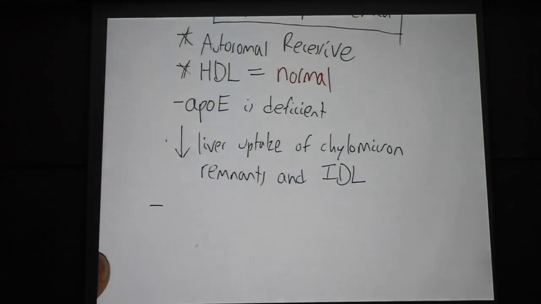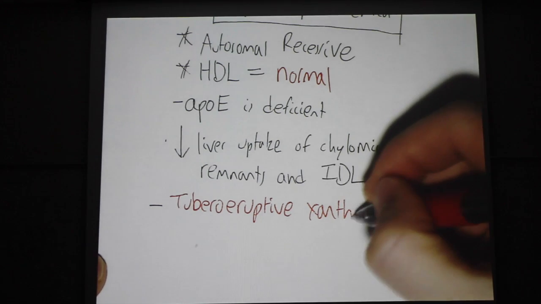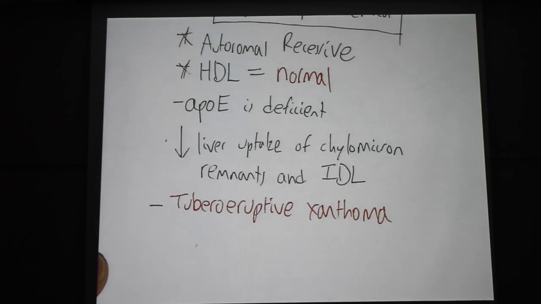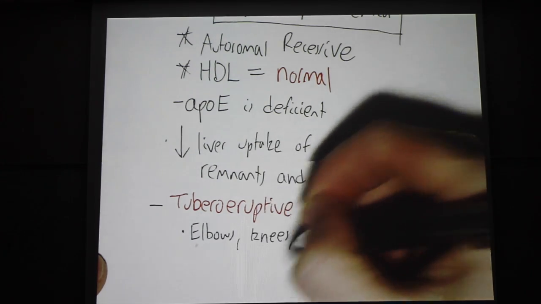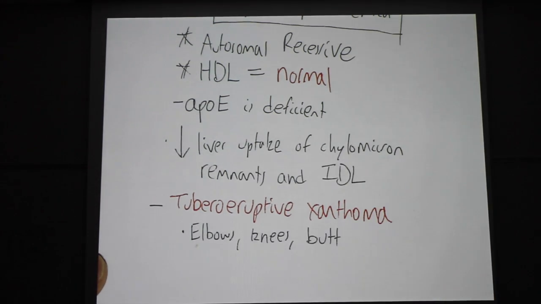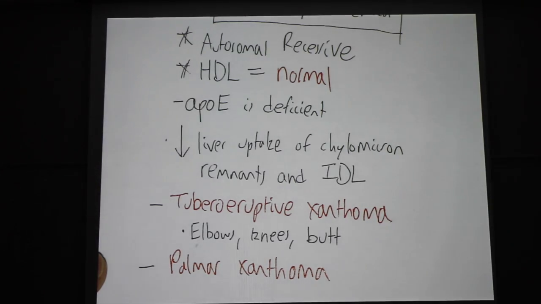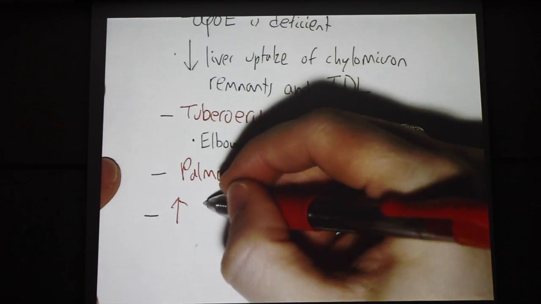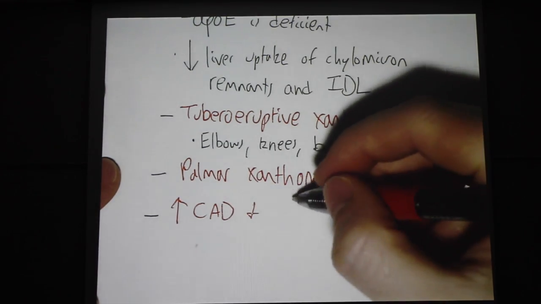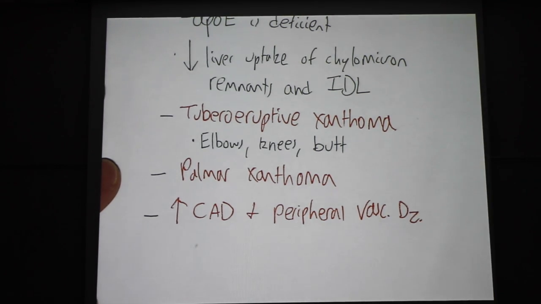So some symptoms that are key findings are tuberoeruptive xanthomas, and these are going to be xanthomas that appear on the patient's elbows, on the patient's knees, and on the patient's butt. So if you see anything like that in a stem or on the wards, then that needs to make you think of dysbeta-lipoproteinemia. Patients may also have palmar xanthomas, which is exactly what it sounds like, and they also have an increased risk for coronary artery disease and peripheral vascular disease. So that's why we need to worry about it and consider treating these patients.